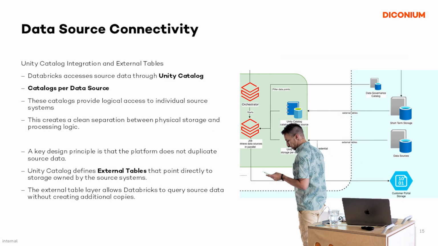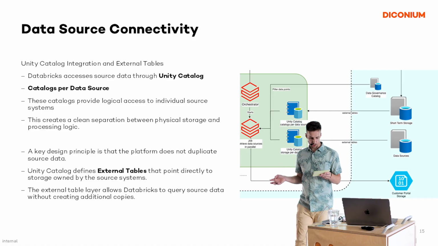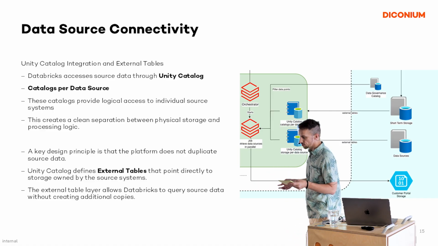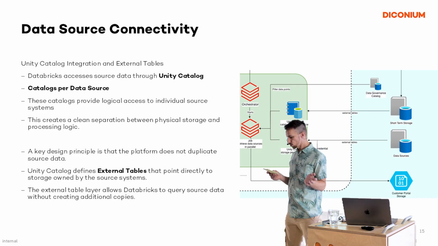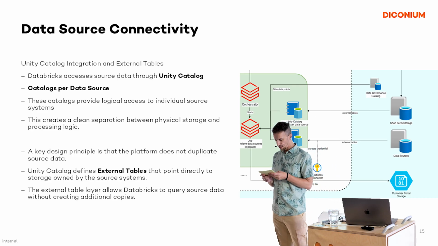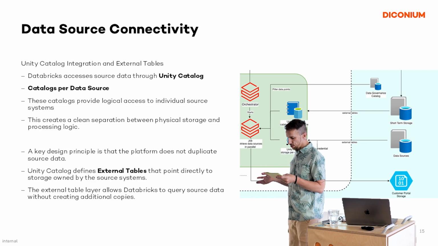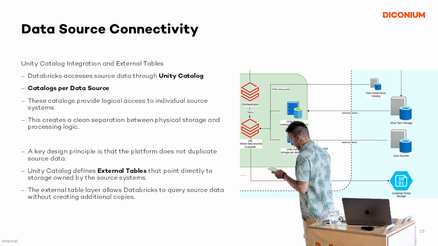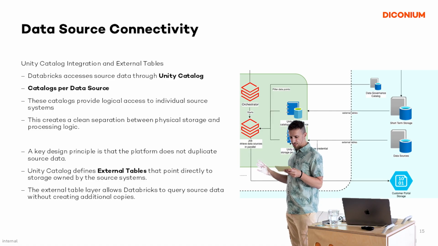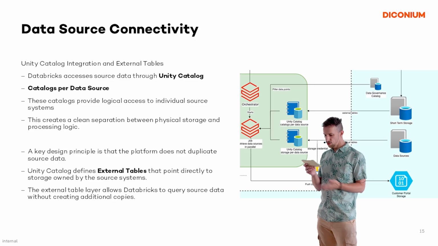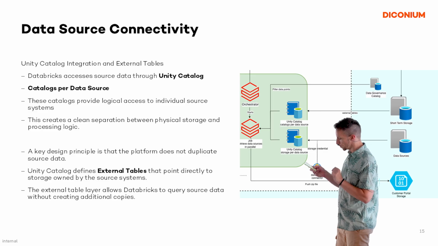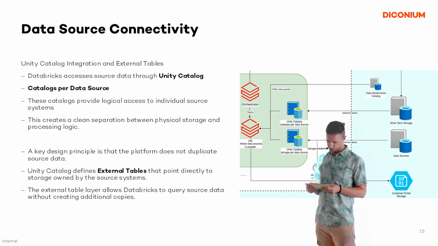Next to the legacy data sources, there are also, of course, other data sources. They are using the Unity Catalog integration, where we have a catalog per data source. This catalog provides logical access to the source system, to the underlying storage location. The processing job never accesses the storage directly. Instead, it queries the external tables of the Unity Catalog. This creates a clean separation between the physical storage and the processing logic.